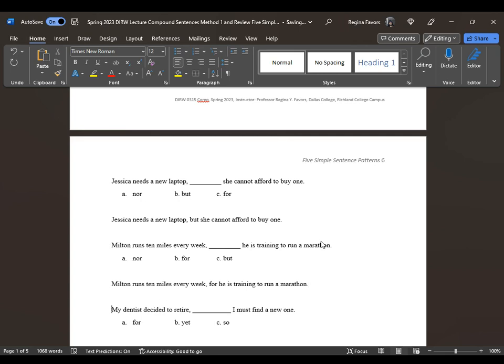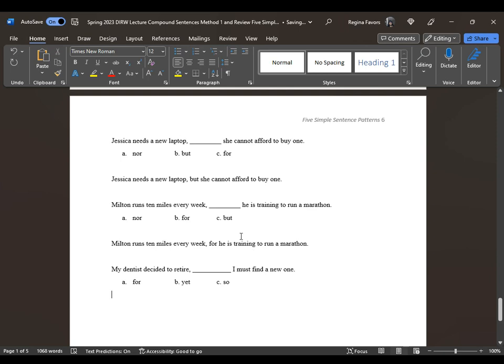Okay. Because it's telling you what the reasoning is for why he's running 10 miles every week. My dentist decided to retire, comma, I must find a new one. So that tells me I have to do something. So I must find a new one, because it's giving you the consequence of something.